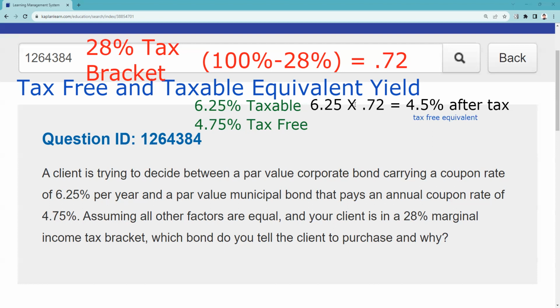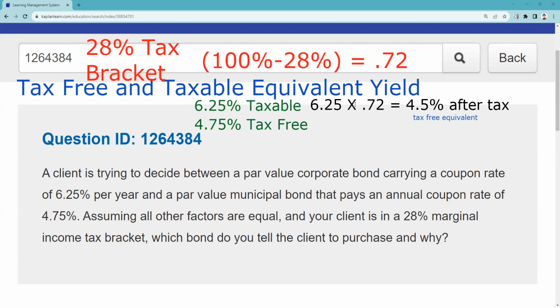And here the muni is the clear winner, right? Because 4.75, you're not paying any taxes. So we are now done with this question. The answer is the customer should buy the muni because it leaves him with more money, because after he pays taxes on the corporate bond, he ends up with less money than the yield on the tax-free.